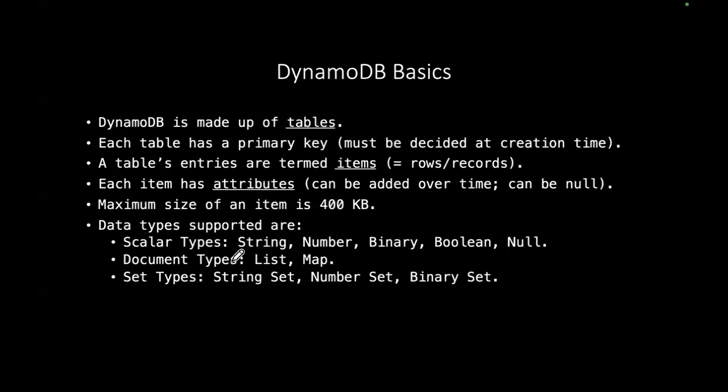Basics: DynamoDB is made up of... Okay, so the language of DynamoDB is similar to that of other databases, but then it has slightly other terms as well. So the notion of tables makes sense in DynamoDB. We know what a table is from databases in general. So that still stands up. Each table, I'm saying here, has a primary key. We know what primary keys are and their role. So that's the same. A table's entries are termed items.